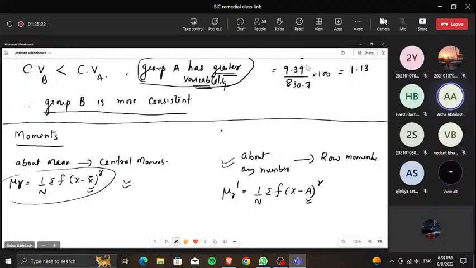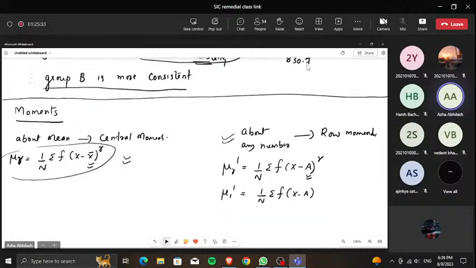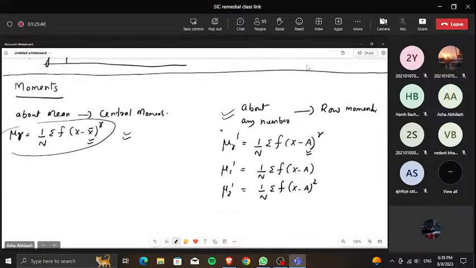Okay. So if you are considering mu1 dash, then the corresponding definition is 1 by n into summation f into x minus a only, with r equal to 1. Now if you are considering mu2 dash, it is 1 by n into summation f into x minus a whole square. For mu3 dash, it will be 1 by n into summation f into x minus a all raised to 3, and mu4 dash will be 1 by n into summation f into x minus a all raised to 4.